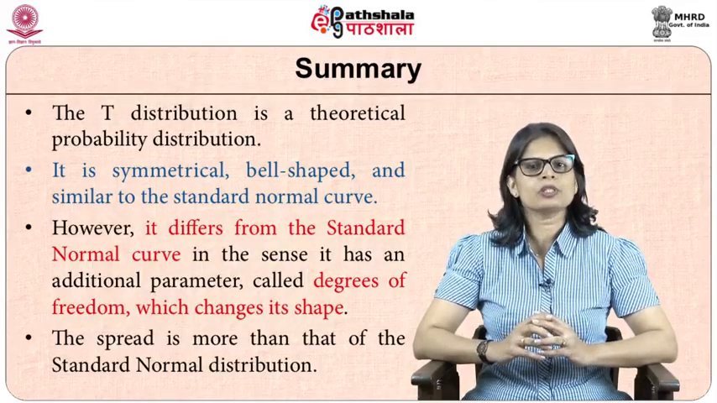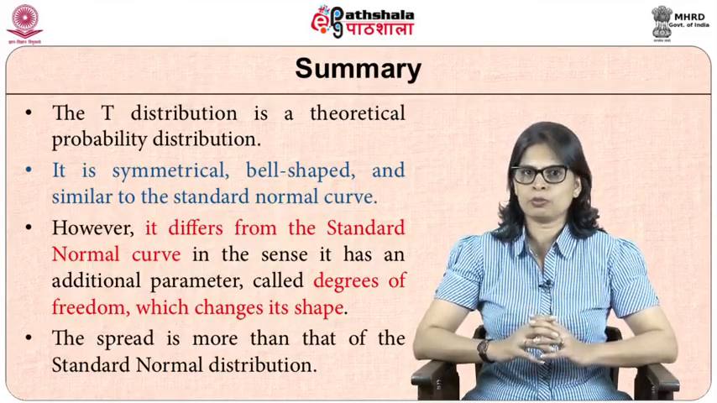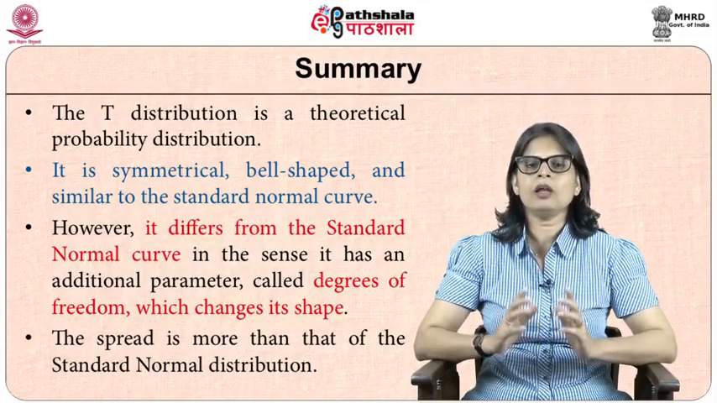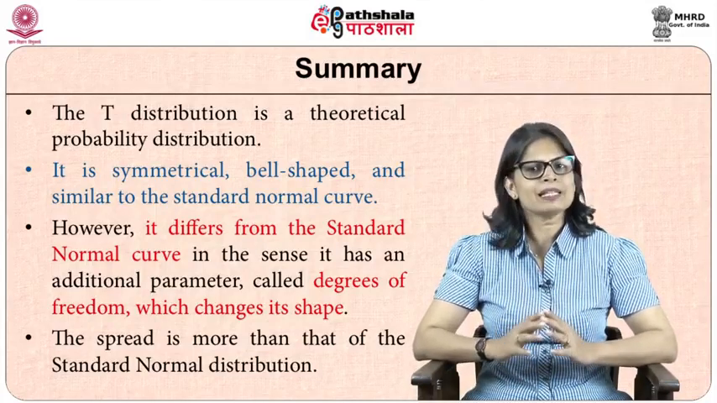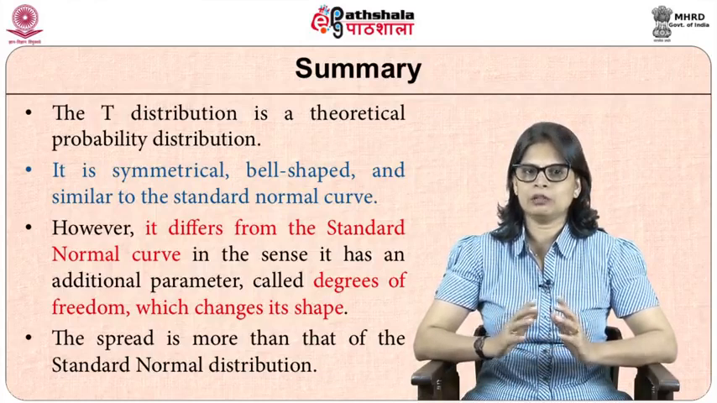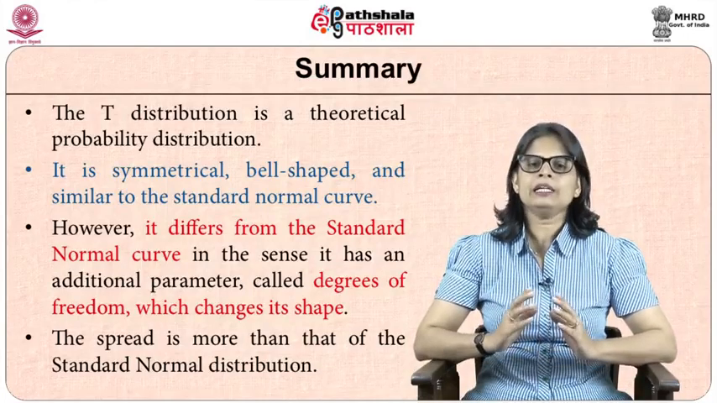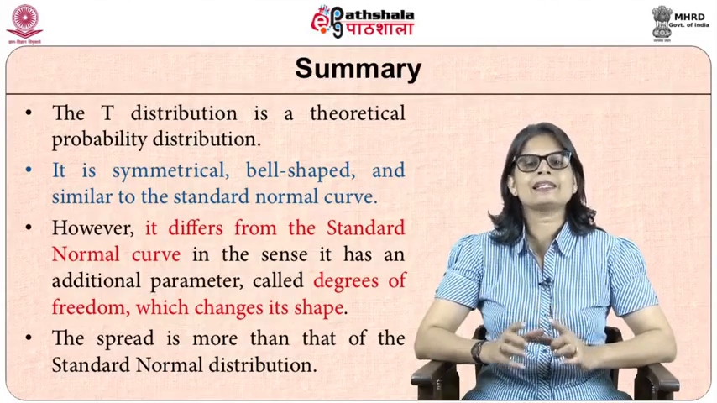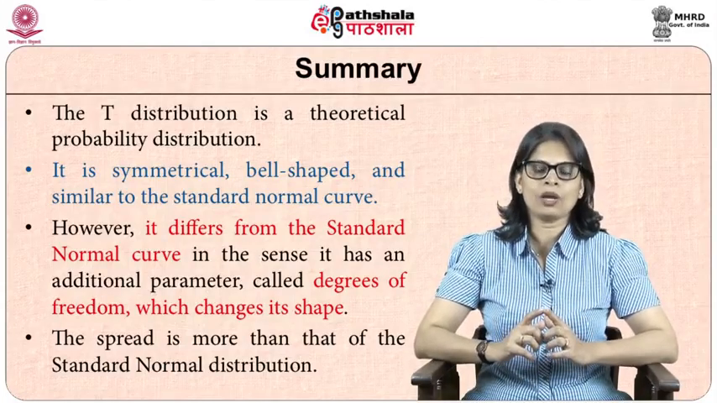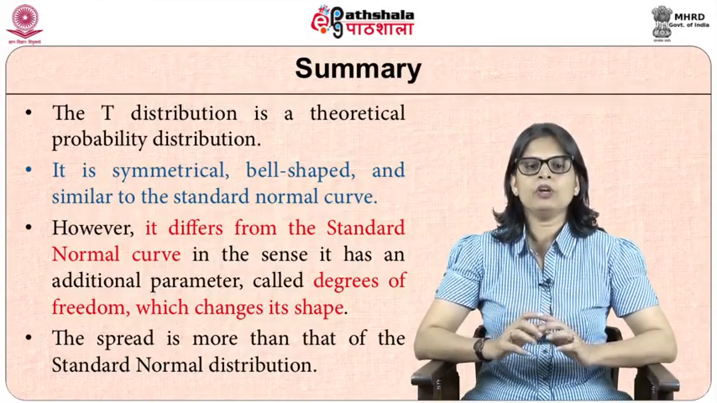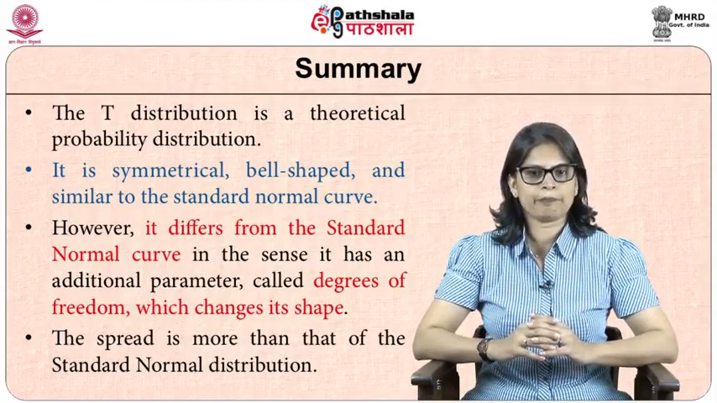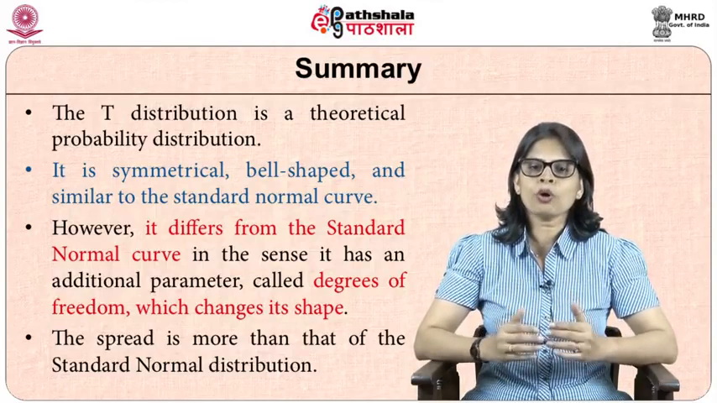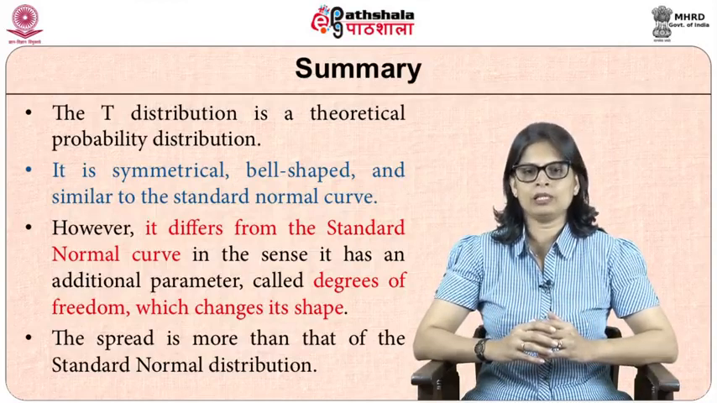The t distribution is a theoretical probability distribution. It is symmetrical, bell-shaped and very much similar to the standard normal curve. However, it differs slightly from the standard normal curve in the sense it has an additional parameter called the degrees of freedom, which changes its shape. The spread is more than that of the standard normal distribution.